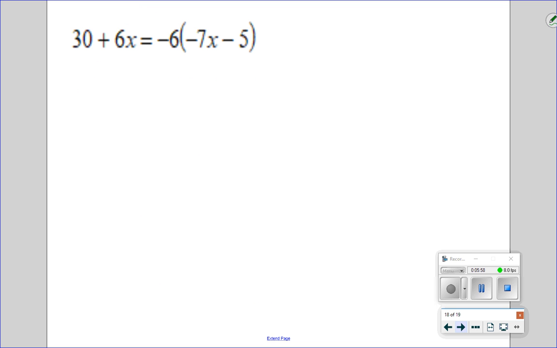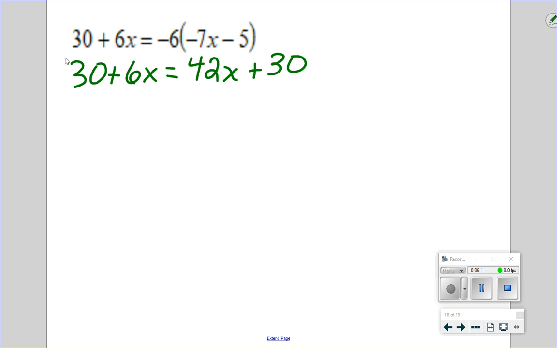Okay, let's do one more equation. One more after this, actually, 2 more. So I'm going to distribute first to start solving this. So a negative 6 times a negative 7 is a positive 42x. And then a positive 30, negative 6 times negative 5.